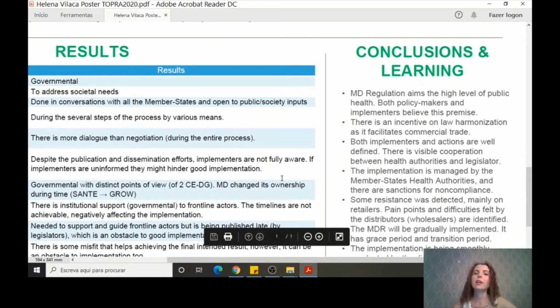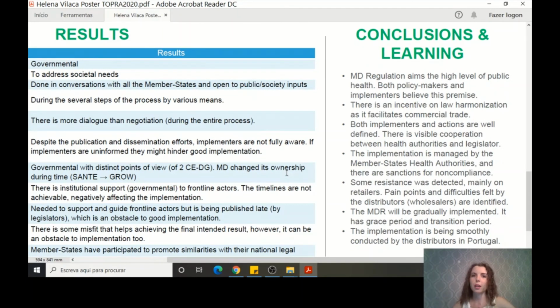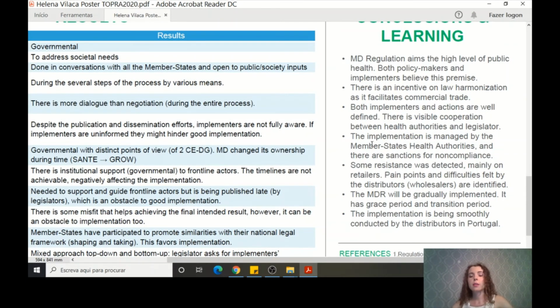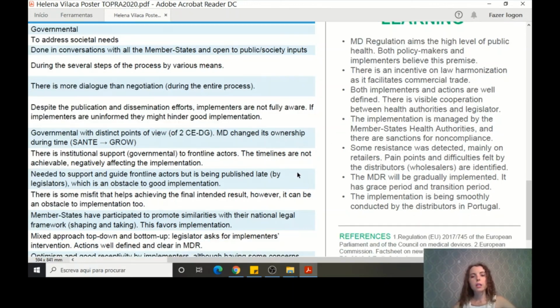regulation aims at a high level of public health, and both policymakers and implementers believe this, which is good because they are aligned. So it can be really well implemented and achieve its goals. There is also an incentive on law harmonization, so it is good to have a regulation instead of a directive as before, because it facilitates commercial trade as all the countries have a similar regulatory framework. There are some resistance points and obstacles, but those are already identified by the health authority in Portugal, so they can be mitigated and solved. So in the end, we can say that the implementation is being smoothly conducted in Portugal.